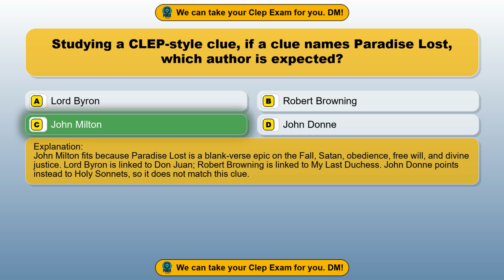John Milton fits because Paradise Lost is a blank verse epic on the fall, Satan, obedience, free will, and divine justice. Lord Byron is linked to Don Juan, Robert Browning is linked to My Last Duchess. John Donne points instead to Holy Sonnets, so it does not match this clue.